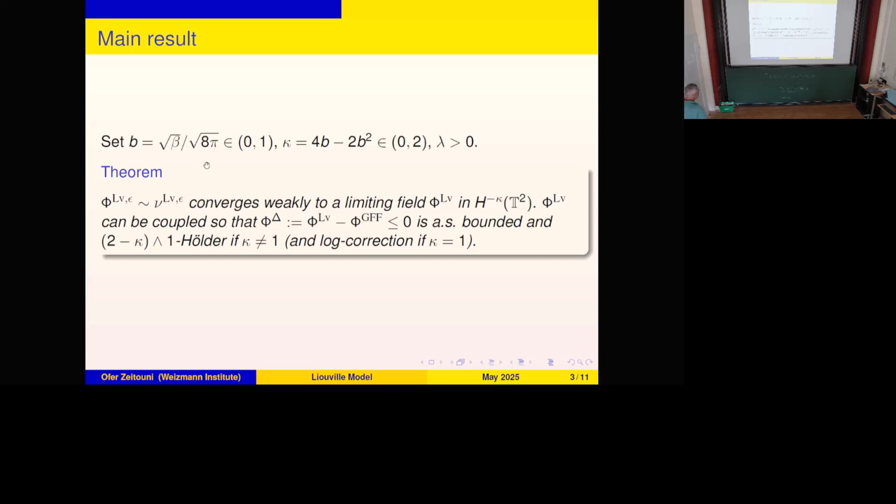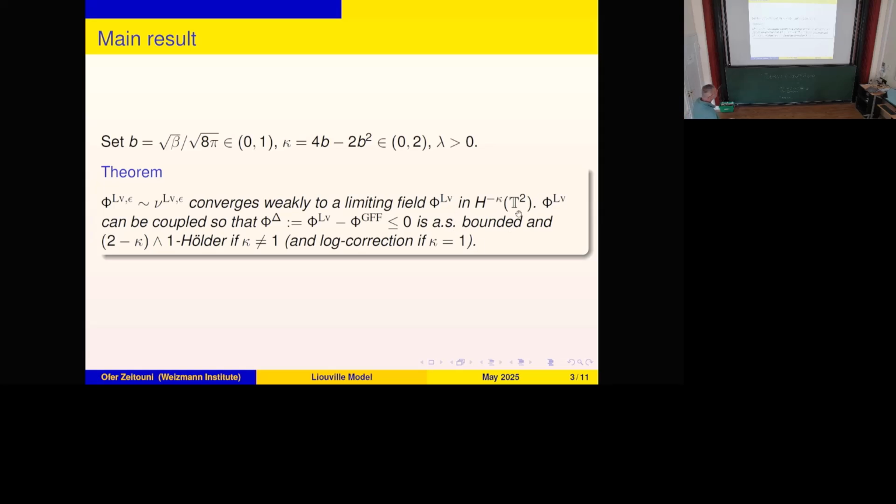So the main theorem that I want to discuss is that the law converges weakly if you rescale, if you think of the field as a distribution over test functions. So the field converges weakly to a limiting phi LV, which is distribution valued. So that's the first part of the statement.